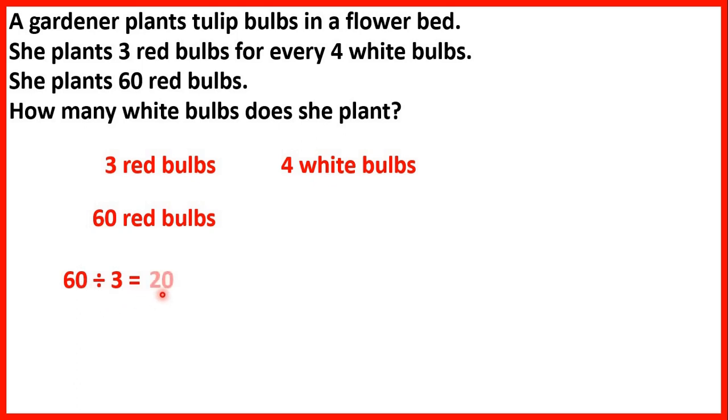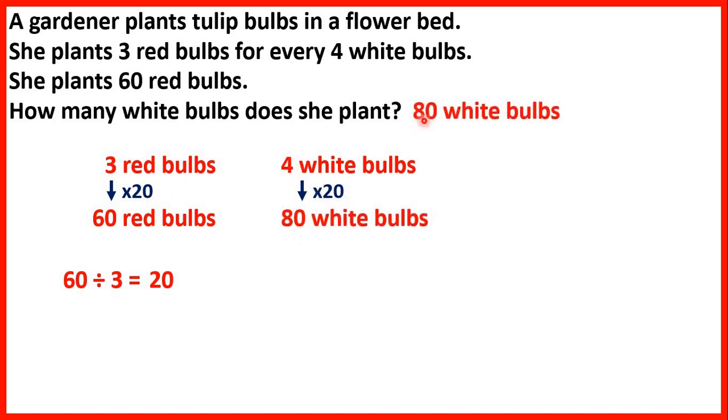Well, 60 divided by 3 is 20, so 3 times 20 is 60, and if we work out 4 times 20, so multiply by the same amount, 4 times 20 is 80, so she plants 80 white bulbs.